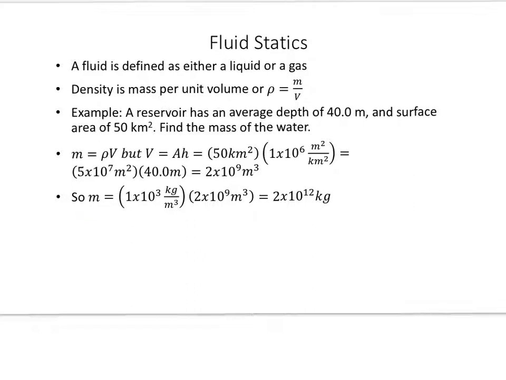So now the mass is going to be the density of water, which is 1 times 10 to the 3rd kilograms per cubic meter, times this volume, and we get 2 times 10 to the 12th kilograms.